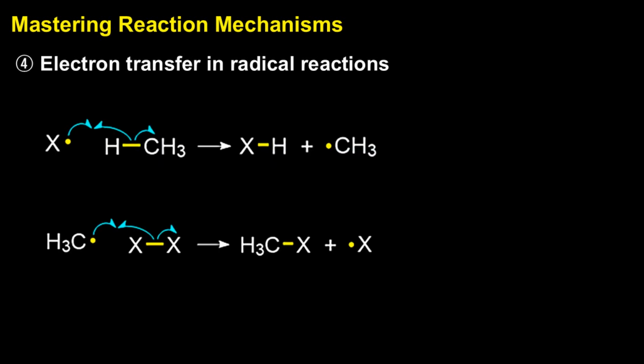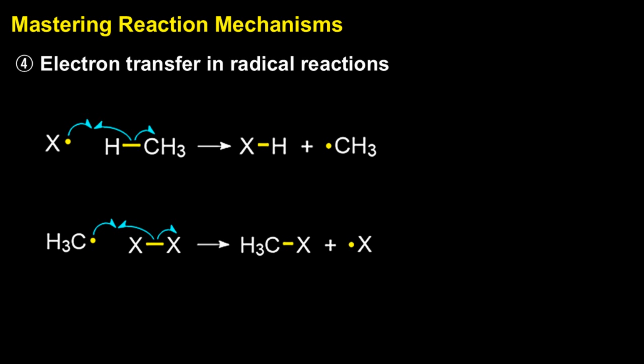For example, a halogen radical can attack methane, pulling off a hydrogen atom and leaving behind a methyl radical. That methyl radical can then react with a halogen molecule to form a new bond. So how do the electrons move in this process? The halogen radical has an unpaired electron, which makes it super reactive. It collides with methane and pulls off a hydrogen atom. The C-H bond breaks evenly. One electron stays on the carbon, and the other pairs up with the halogen radical to form HX. Now you've got a methyl radical left behind, and it's ready for the next step.